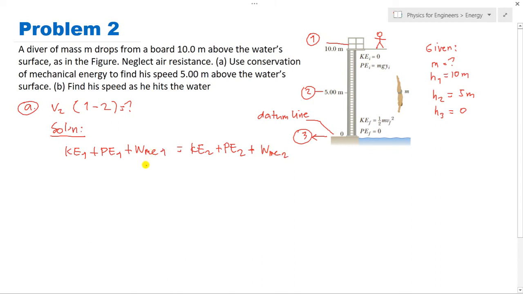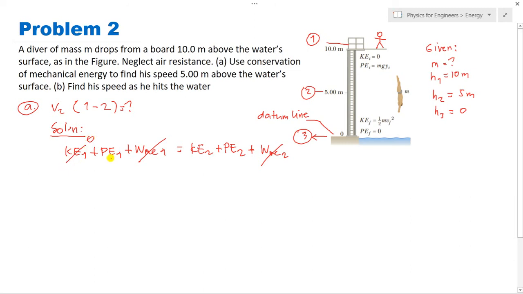Since there are no given mechanical works, we ignore that. And of course, we have potential energies here because we have elevation. So what is the initial kinetic energy? Since it is free fall, the diver drops from a height, meaning there is no initial velocity because you just let yourself fall. So that's why our KE here is 0.